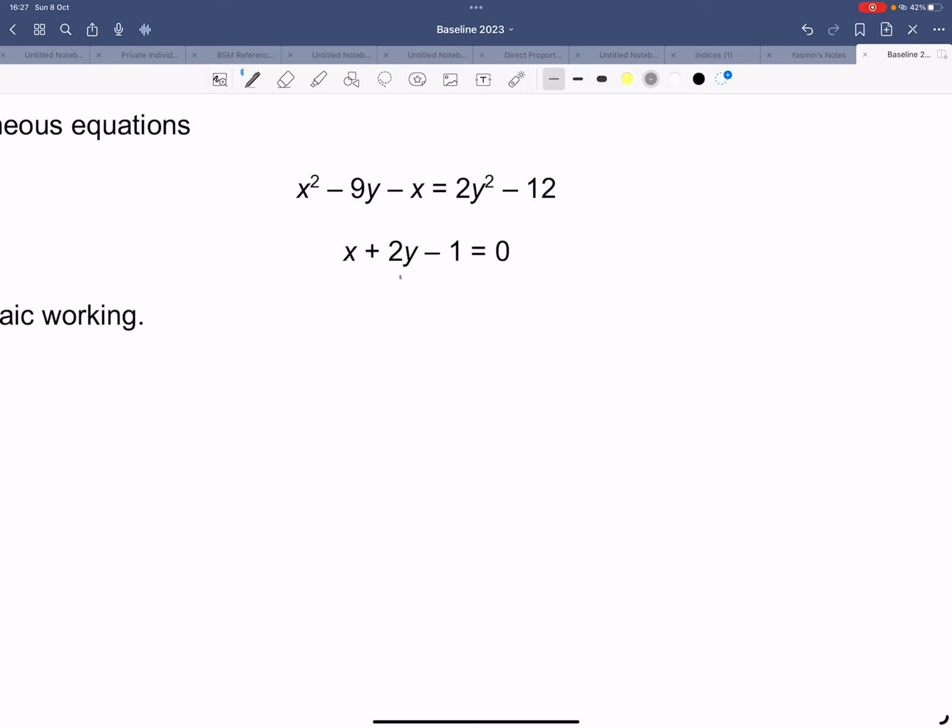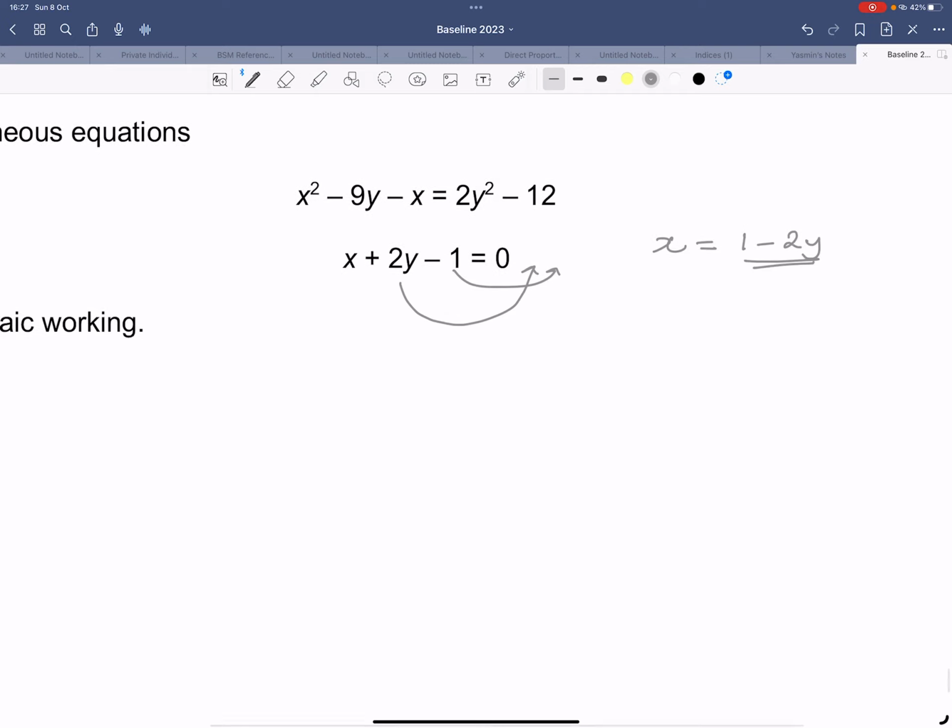I'm going to send everything on one side. So my equation is going to be x equals 1 minus 2y. Now every time I see an x, I'm going to replace it with this. So I'm going to replace it here, and here, and that's it. So 1 minus 2y, that's squared, so I'm going to square it. Minus 9y minus, that's x, I'm going to open bracket 1 minus 2y.